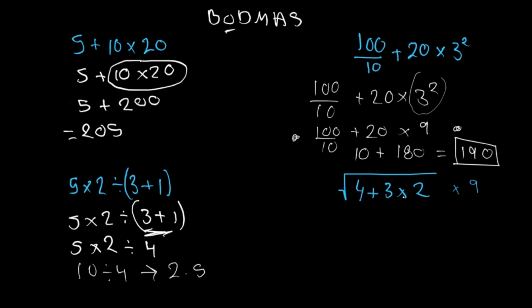Square root of 4 plus 3, times 2, times 9. The times 9 is outside. Okay, so first of all, you put it into a form you understand.